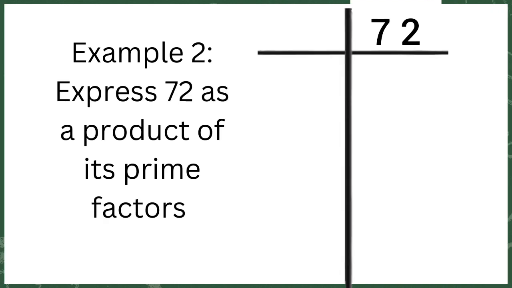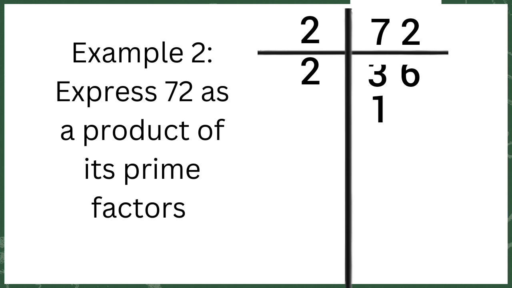Example 2. Express 72 as a product of its prime factors. Since 72 is even, we are going to begin with 2. 2 into 7 is 3 times remainder 1. We will put the 1 beside 2. That gives us 12. 2 into 12 is 6. So our new number is 36. Because it is even, we will use 2 again. 2 into 3 is 1.